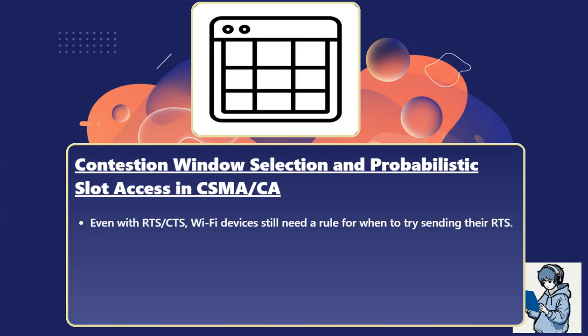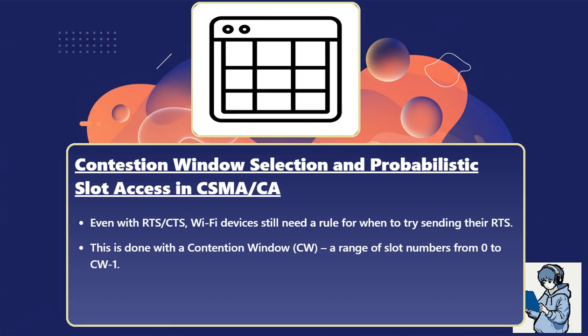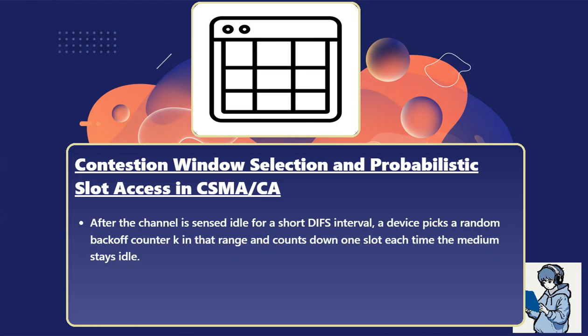Even with RTS/CTS, Wi-Fi devices still need a rule for when to try sending their RTS. This is done with a contention window, CW, a range of slot numbers from 0 to CW-1. After the channel is sensed idle for a short DIFS interval, a device picks a random backoff counter K in that range and counts down one slot each time the medium stays idle. When the counter reaches 0, the device transmits.